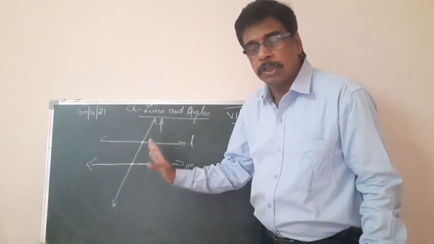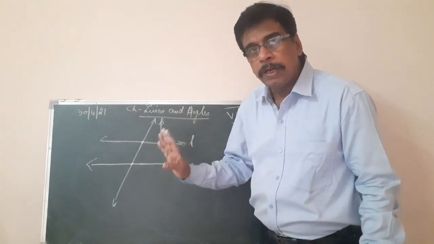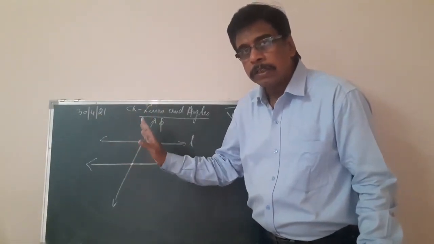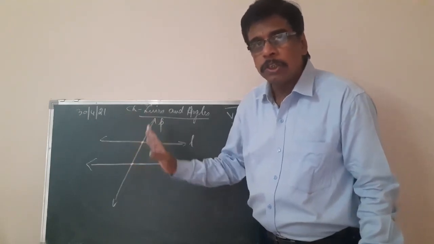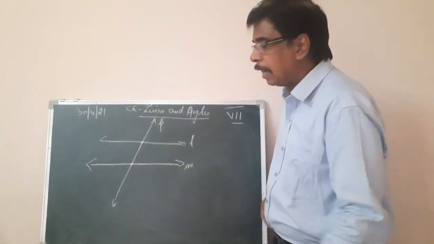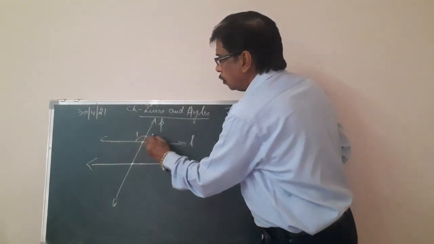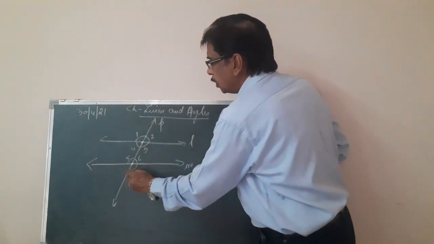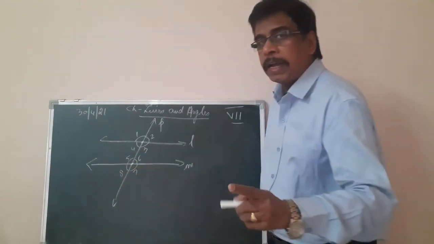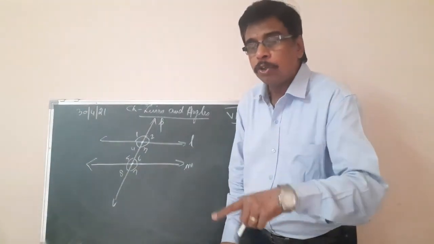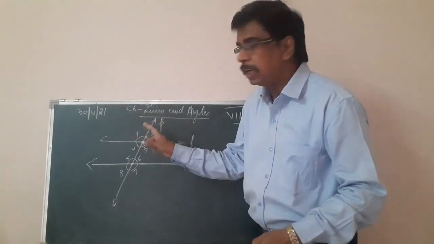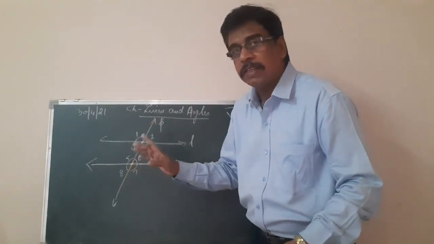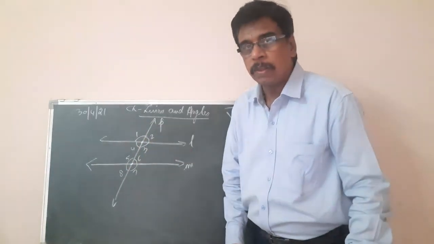We understood this yesterday. Then I also explained yesterday to you, when a transversal intersects two lines at two distinct points in the plane, we get 8 angles: 1, 2, 3, 4, 5, 6, 7, 8. I showed you the angles with numbers. And I also explained what are exterior angles. 1, 2, 7 and 8 are exterior angles. 3, 4, 5 and 6 are interior angles.